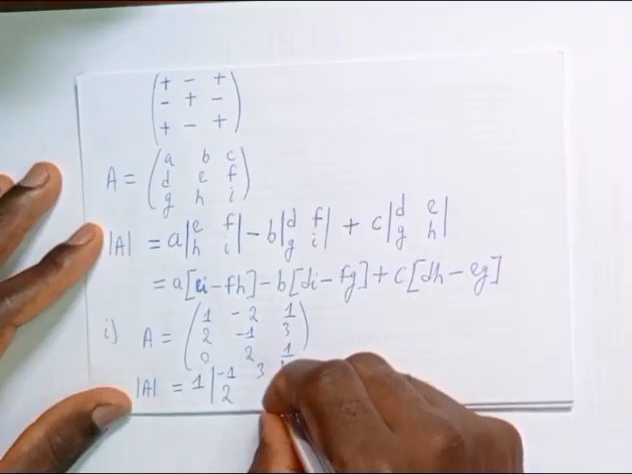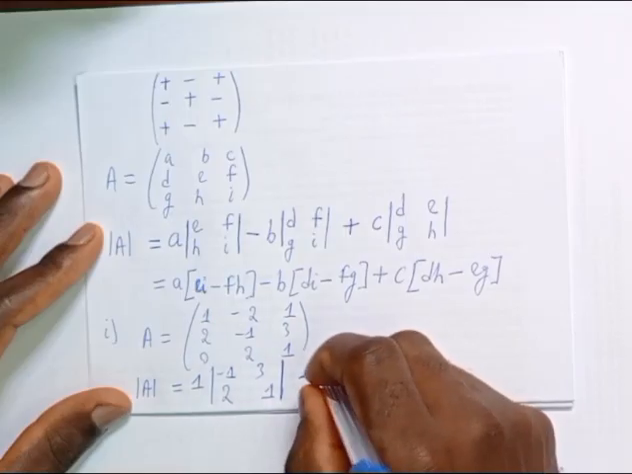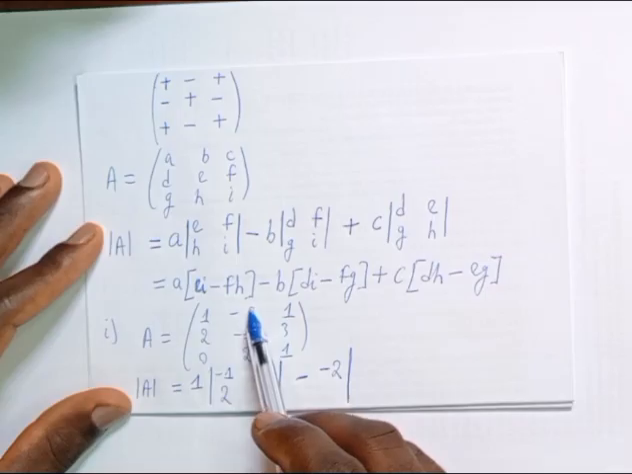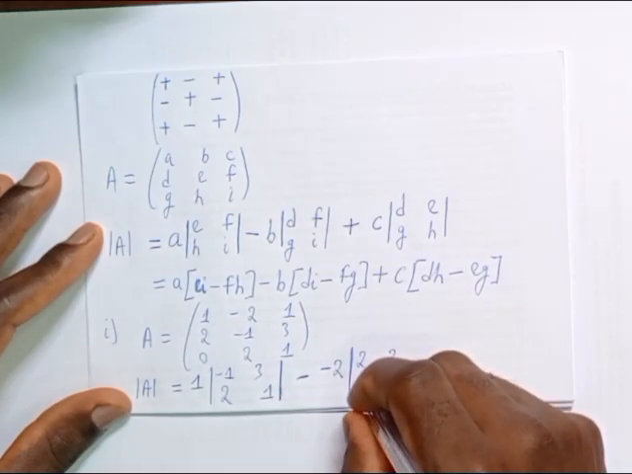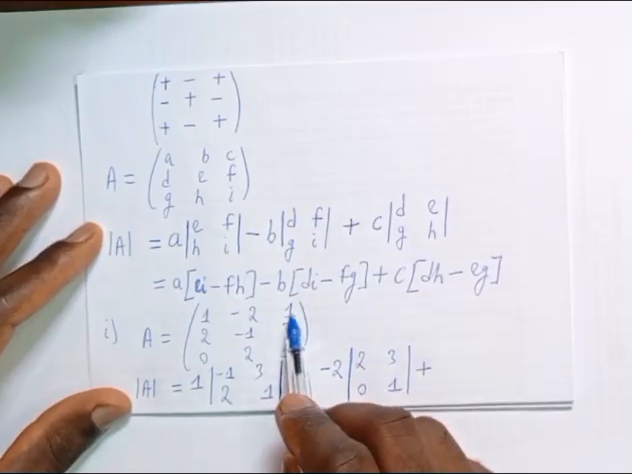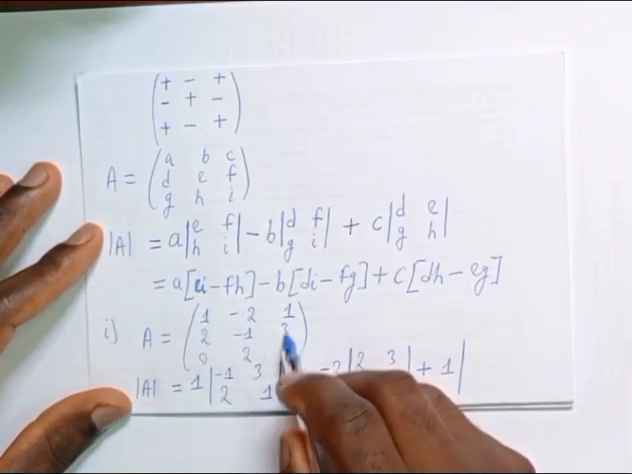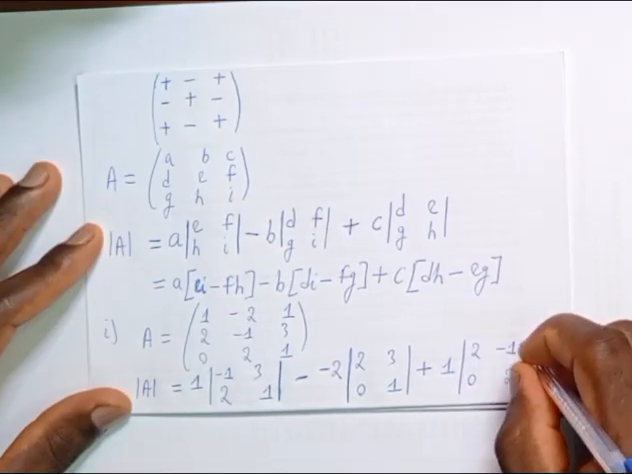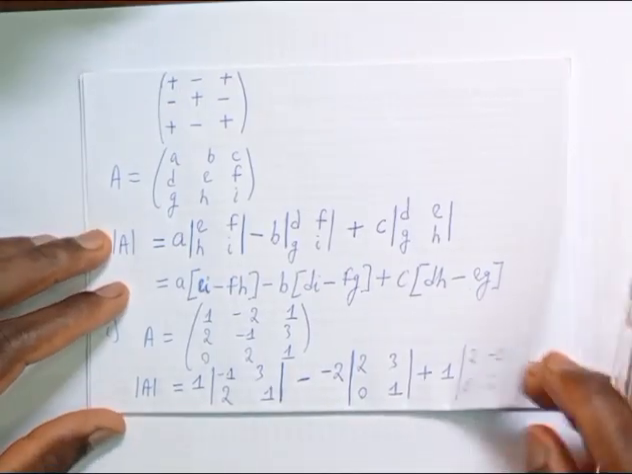minus the cofactor of the entry -2. We take -2 times the determinant of the 2 by 2 matrix, which is from 2, 3, 0, 1, plus the cofactor of the entry 1, which is 1 times, suppress this and this, 2, -1, 0, 2. You know this negative becomes addition.